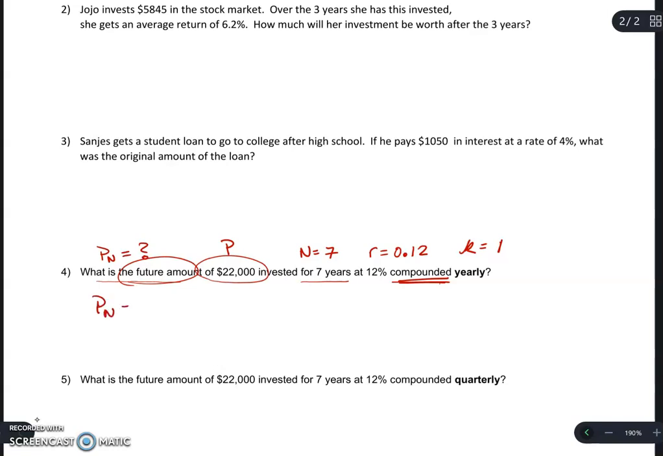And here is the formula for this one. P sub N equals P times quantity 1 plus R divided by K raised to the NK. Now in this case, K is 1, so you really don't need to have it there, but it's good practice to put it in there so when you're looking back and you note what your process was, you have a good example.